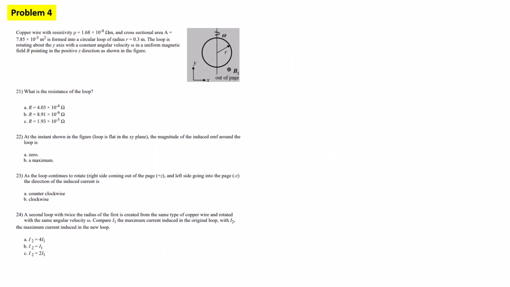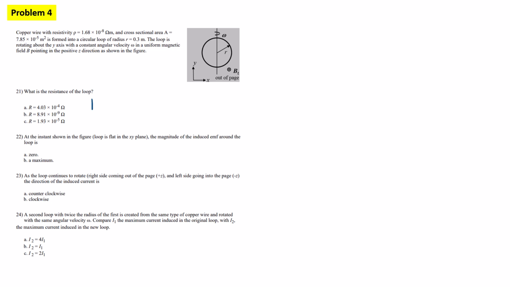All right, problem 4 says a copper wire with resistivity given by this quantity, and a cross-sectional area given by this number, is formed into a circular loop with a radius of 0.3 meters. The loop is rotating about the y-axis with a constant angular velocity omega in a uniform magnetic field pointing in the positive z direction, coming out of the page. Okay, first thing they say is, what is the resistance of this loop?